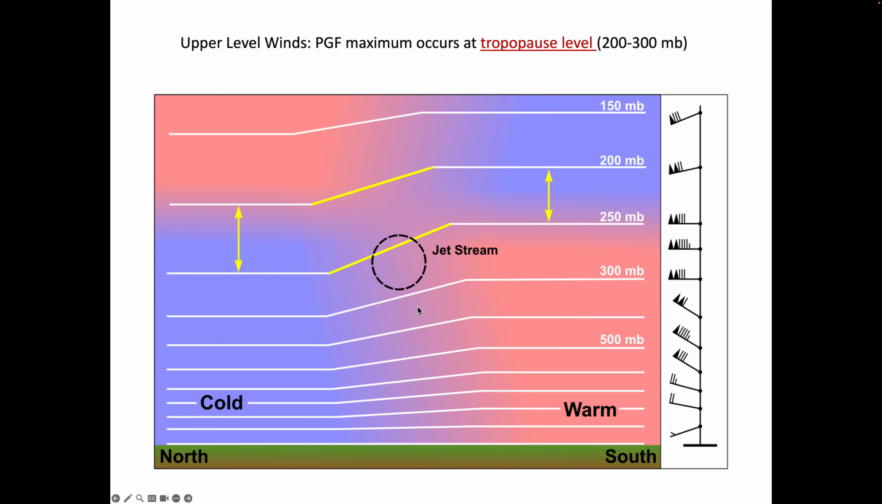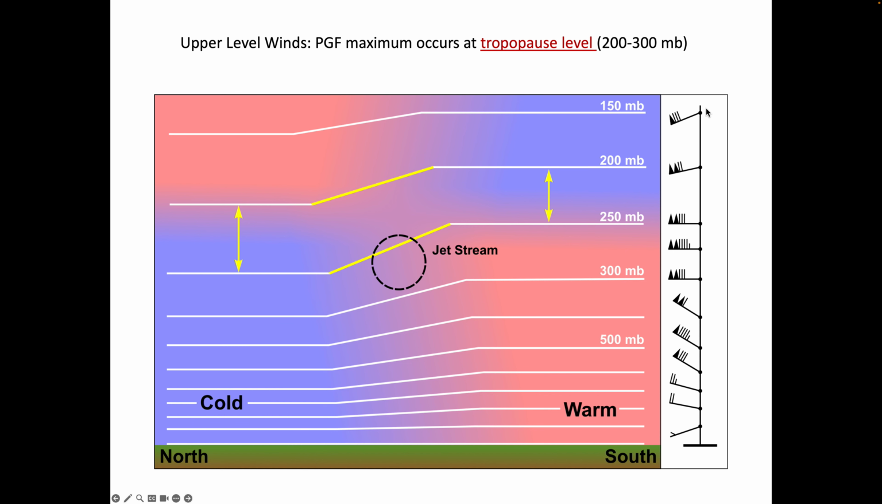So what we see is that the jet stream, where we get this core of strongest winds, this channel of strongest winds in the atmosphere, is typically located in the mid-latitudes, in this zone between polar air and tropical air, where we have our largest pressure gradient forces, where we see this greatest slope in our constant pressure surface.